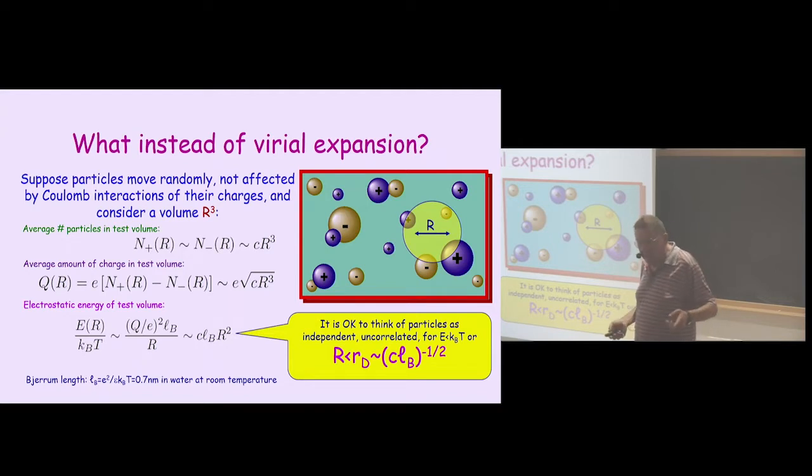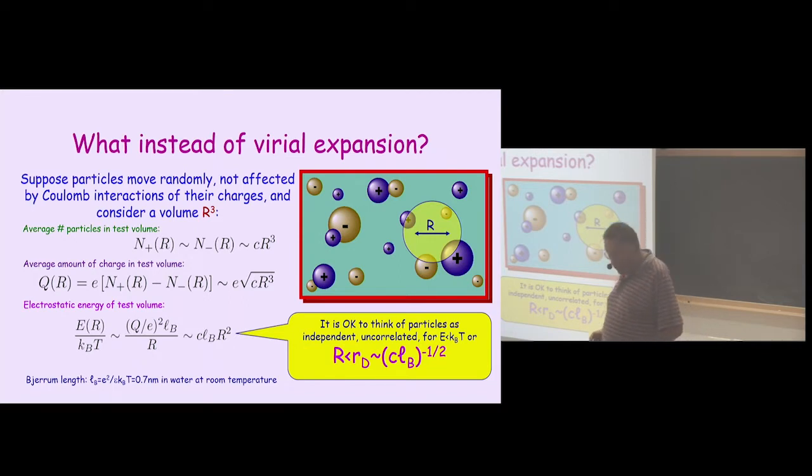And by the way, concentration of positives and concentration of negatives is the same, because otherwise we would supply France with electricity for 100 years. And unfortunately, we cannot. Okay, so the average expected number of positives and negatives is the same. It's proportional to volume of this test sphere.